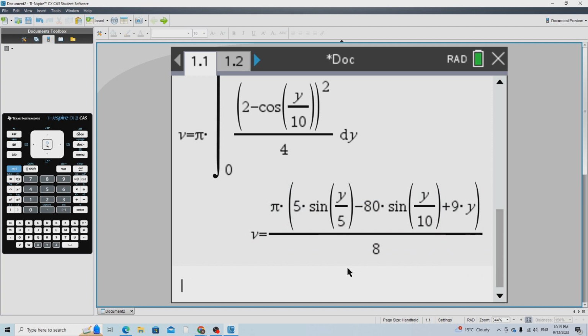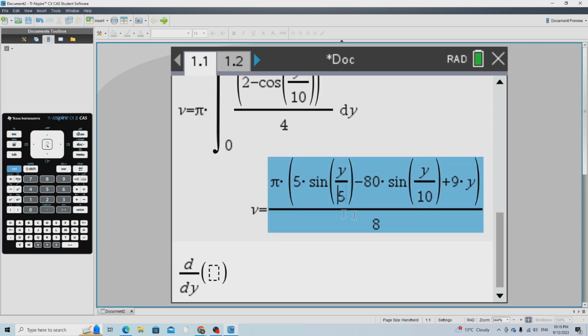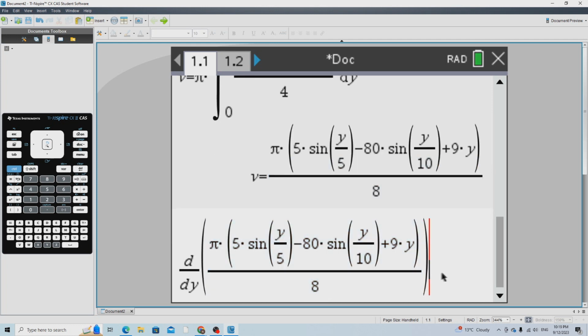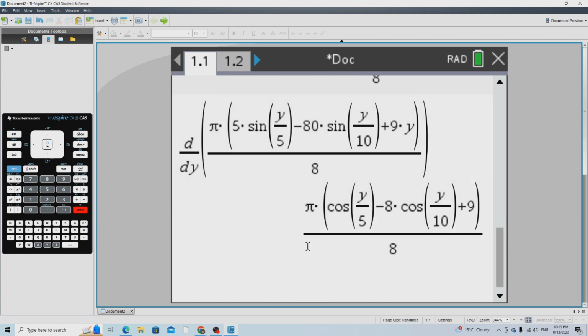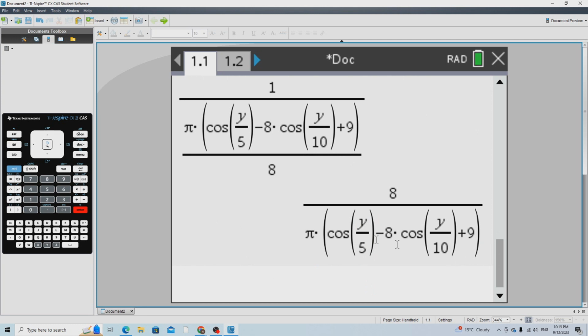But remember, what we want is dy/dV. So first let's find dV/dy. To find it, we just need to find the derivative in terms of y. Find the expression of this. And now we got dV/dy. Now we need to find dy/dV, which is the reciprocal. So it will be 1 over this whole expression. And it gives us this expression right over here. That's it. Let's write that down.